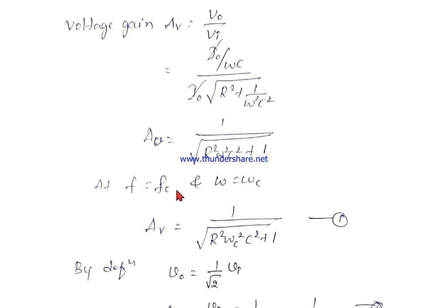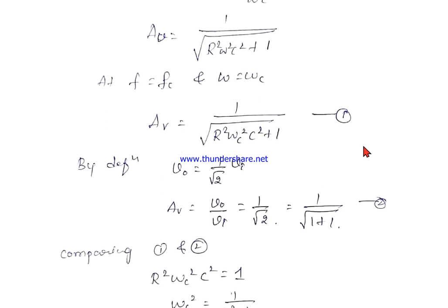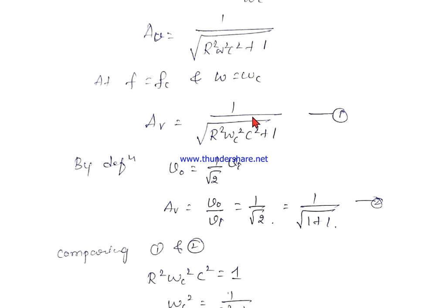So at f equal to fc, that means the frequency of the input source is equal to the cutoff frequency, and at the same time the angular frequency is equal to the angular cutoff frequency, the voltage gain of the filter circuit will be equal to 1 divided by square root of R square omega c square into C square plus 1.